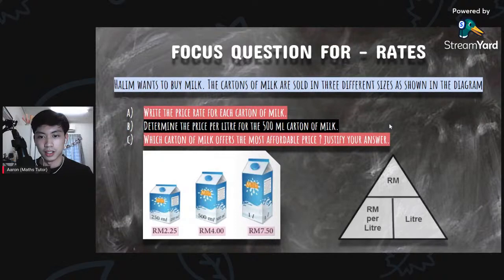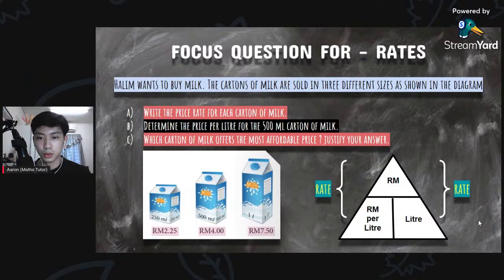All right, you can see a triangle here. This triangle is easy for you to differentiate in the rate subtopic. We know that rate is something per something, right? So RM per liter is the rate, because they are different units. RM is the money, the currency, and liter is the volume. So if you want to calculate rate, you use RM divided by liter, and you get RM per liter.